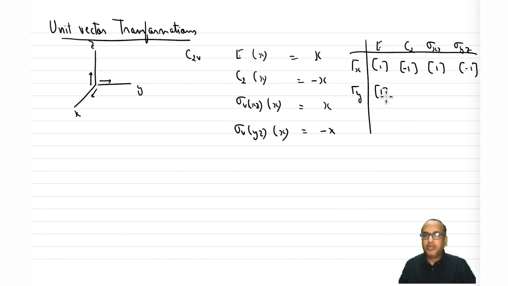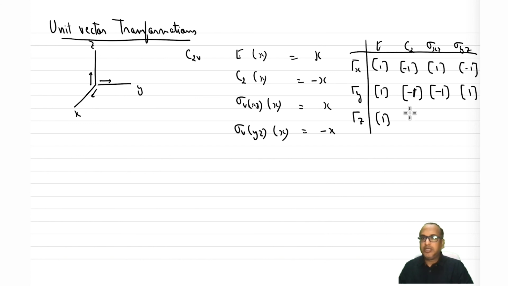Now similarly, if we want to write for tau y, E operating on y will give you y. So the matrix will be 1. C2 operating on y will give you minus y. So matrix will be minus 1. Sigma xz will give you minus y. And sigma yz will give you plus y. So matrix will be 1. Now tau z, what does it give you? E operating on z will give you z back. C2z operating on z will give you z back. Sigma xz on z will give you z. Sigma yz on z will give you z, right?